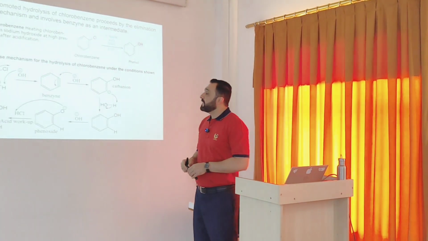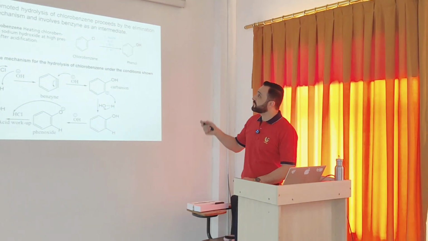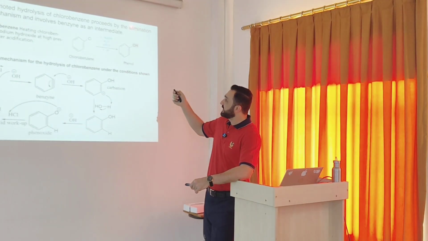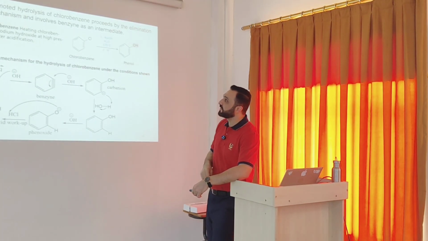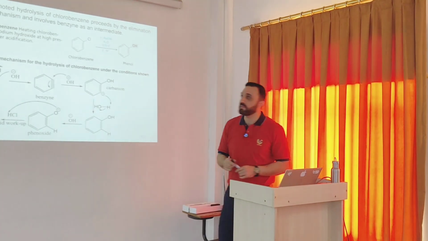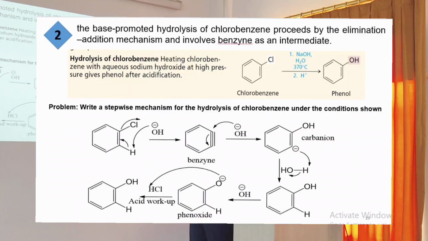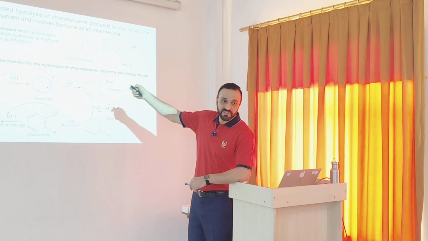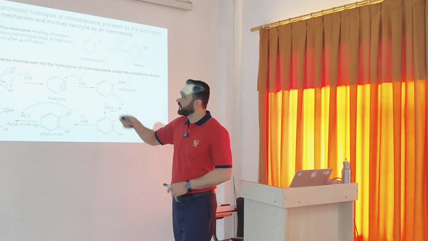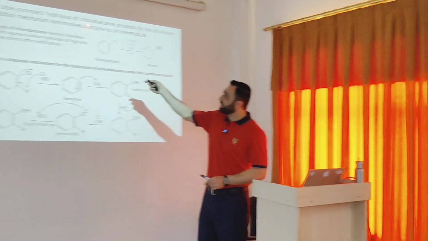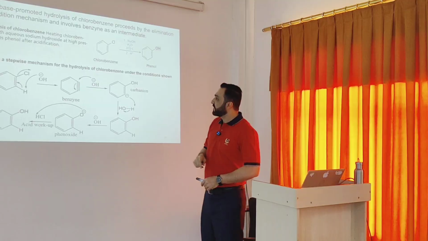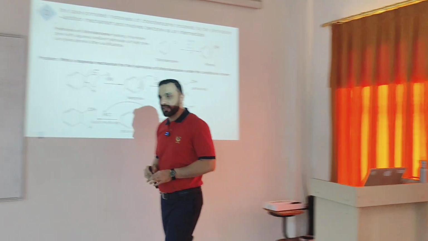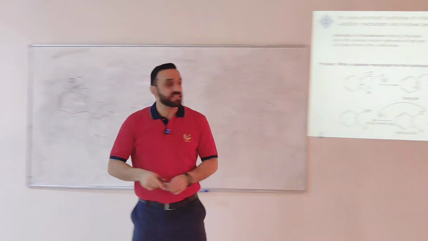The base bromide hydrolysis in chlorobenzene proceeds by the elimination addition mechanism and involves benzyne as an intermediate. Look at the benzyne. It has a double bond and a triple bond, benzene with a triple bond. For this reason they say benzyne.